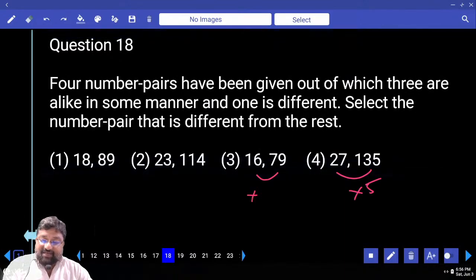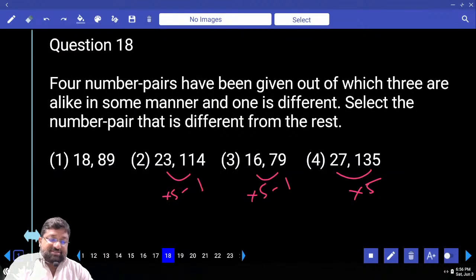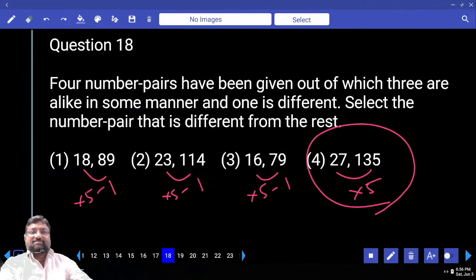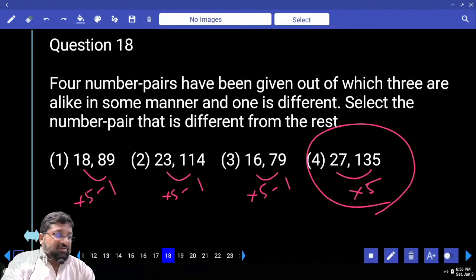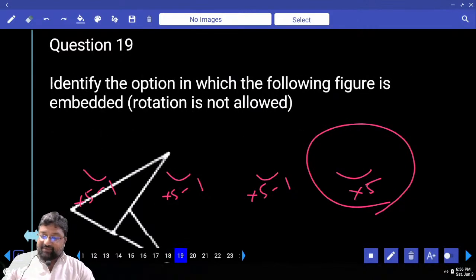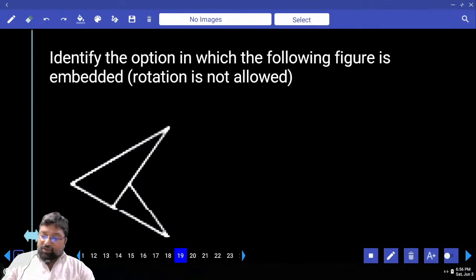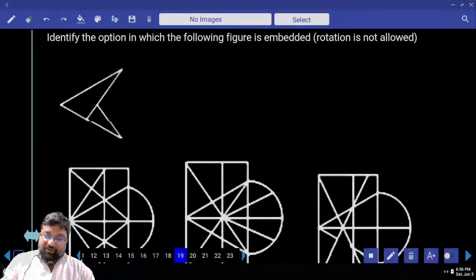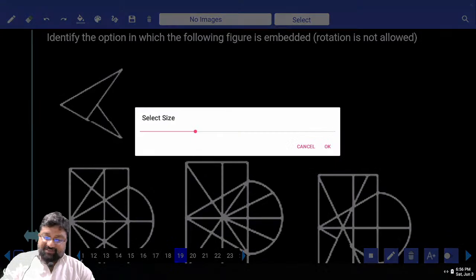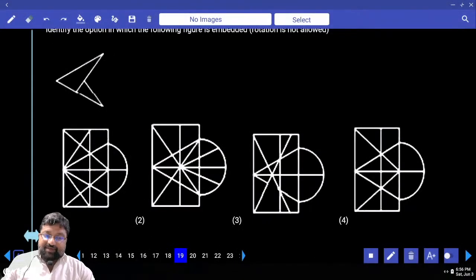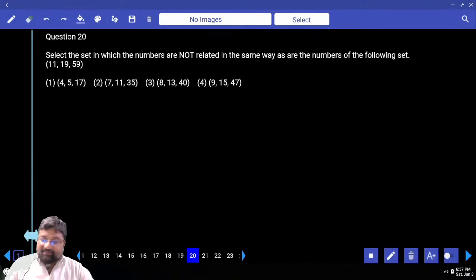But this is not 5 times. 16 fives are 80, minus 1. This is also into 5 minus 1. Into 5 minus 1. Which option is my answer? Fourth option. Next, rotation allowed or not allowed? Rotation is not allowed. You have to go with embedded figures. Which option will be my answer among those 4 options? Option number 2. Exactly right.